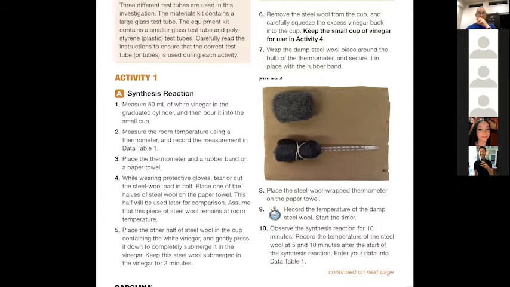And basically we're going to try and tell whether that's an exothermic reaction or an endothermic reaction. So we're going to dip it in some vinegar that helps strip some of the coating off of the steel wool and leaves it available for the oxygen to attack. Now, if it's an exothermic reaction, what's going to happen to the temperature? We're going to put a thermometer in there.